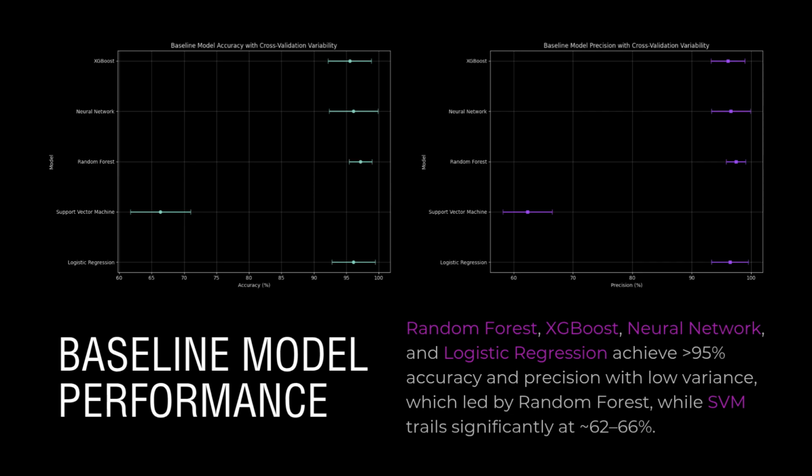Finally is the baseline model performance. As these two diagrams show, one is for the accuracy and one is for the precision. It visualizes that random forest, XGBoost, neural network, and logistic regression achieve more than 95% accuracy and precision with low variance, led by the random forest, while SVM trails significantly at only 62 to 66%.